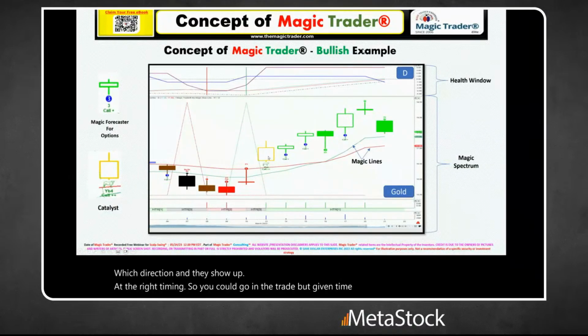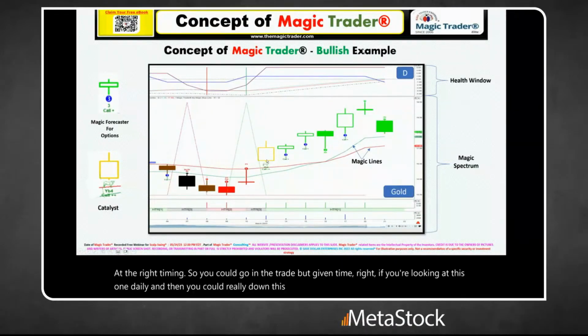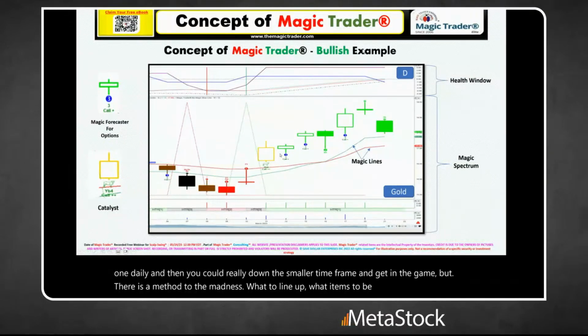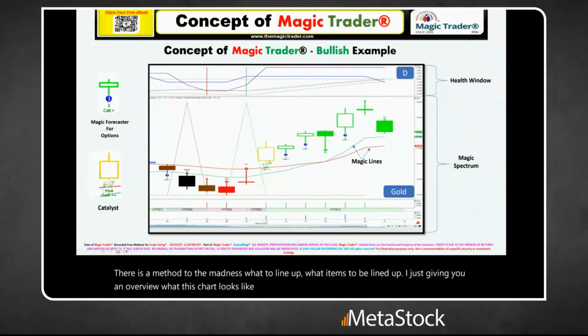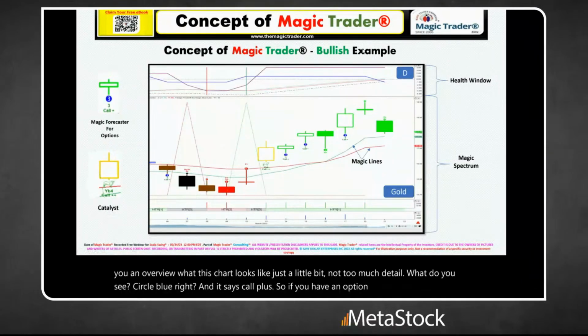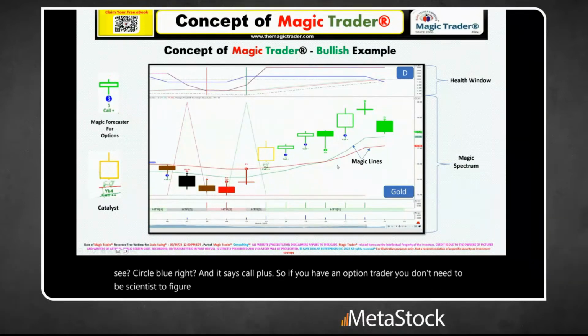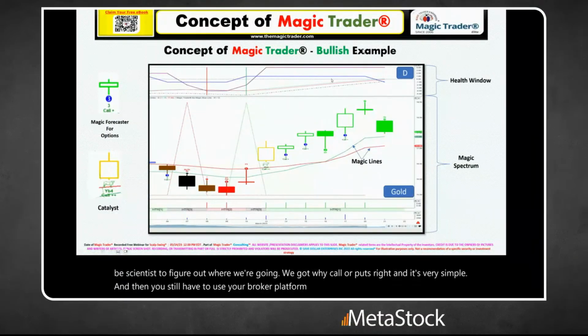So you could go into the trade at a given time, right? If you're looking at this one daily, you could drill it down to a smaller time frame and get in the game. But there is a method to the madness, what to line up, what items to be lined up. I'm just giving an overview of what this chart looks like, not too much detail. What do you see circled in blue, right? And it says call plus. So if you are an option trader, you don't need to be a scientist to figure out where we're going. We've got to buy calls or puts, right? And it's very simple. Then you still have to use your broker platform and see how many contracts people are buying, but at least they clearly tell you where we're going.